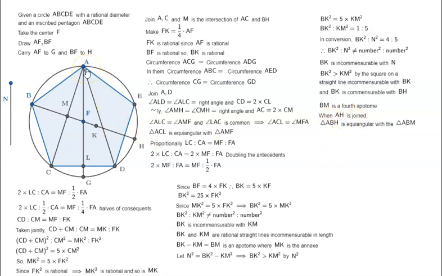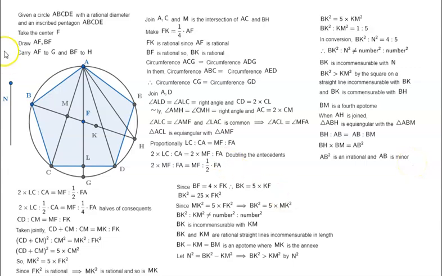When AH is joined, triangle ABH is equiangular with ABM. Because they are equiangular, we can write it in proportionality form. We can say BH is to AB as AB is to BM. And this can be written as BH by BM is equal to AB squared. So here AB squared is irrational and AB is minor. How did we arrive at this? Because we have BM as a fourth apotome, and BH is a rational straight line. So a fourth apotome applied to a rational straight line gives us an irrational straight line whose side is minor.